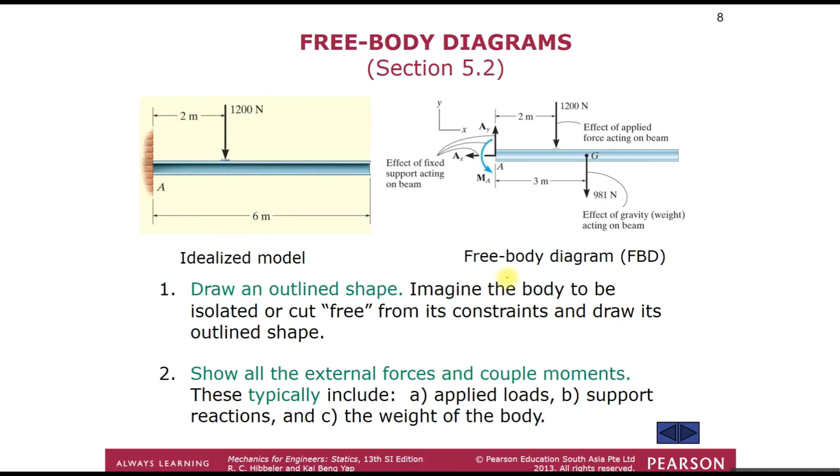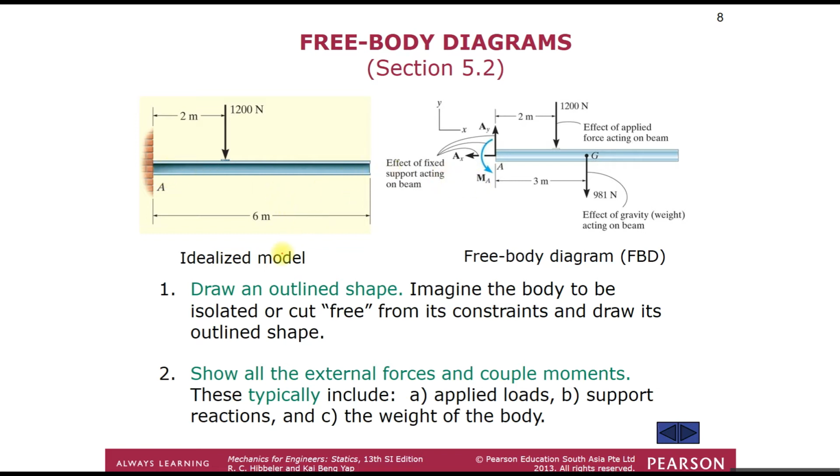So this is an example. We have a beam with a fixed support acting on it, and there is a force of 1,200 Newton acting on it, at a distance of 2 meters from one end. The wall is holding the beam at point A.